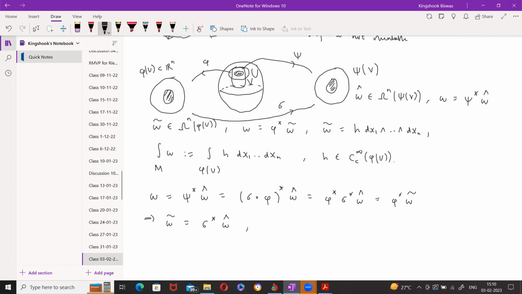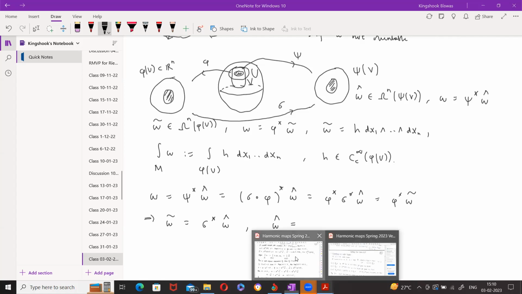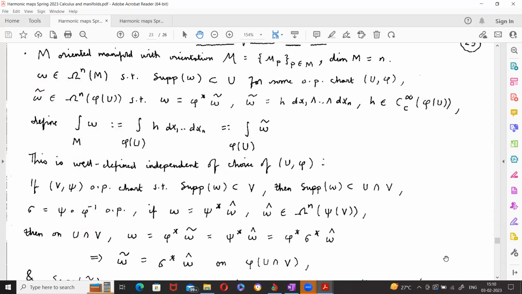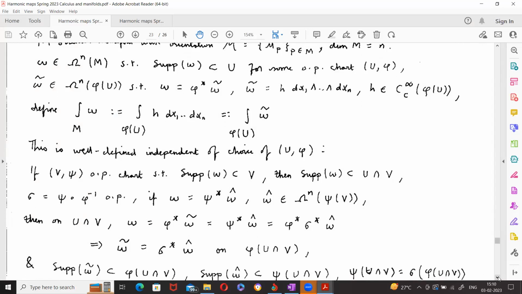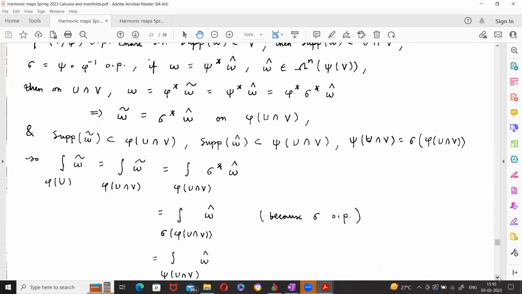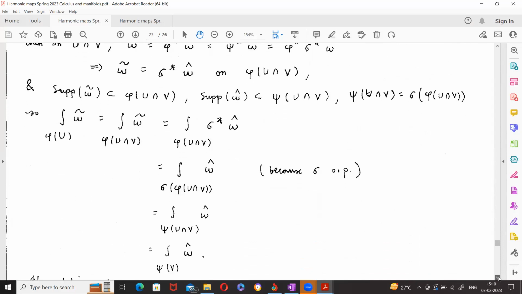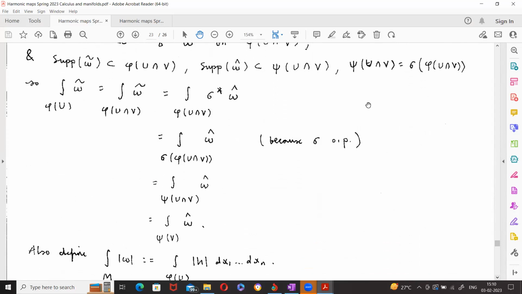So if omega hat was equal to, say, some function, probably h. Well, okay, fine. So we want to see that the two integrals are the same. The integral of omega tilde over phi u, we want to see this is the same as the integral of omega hat over psi v.